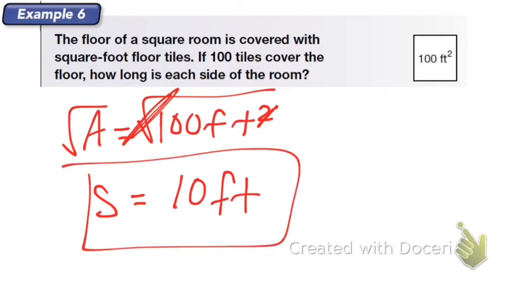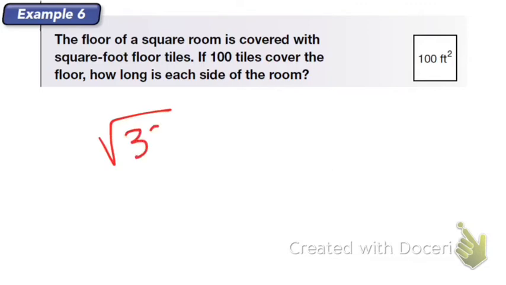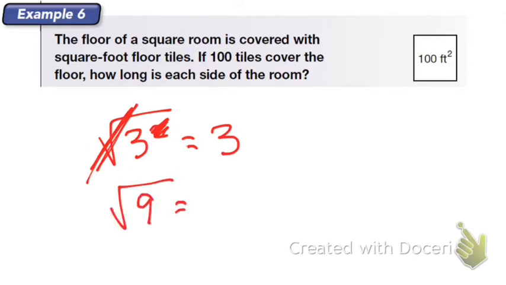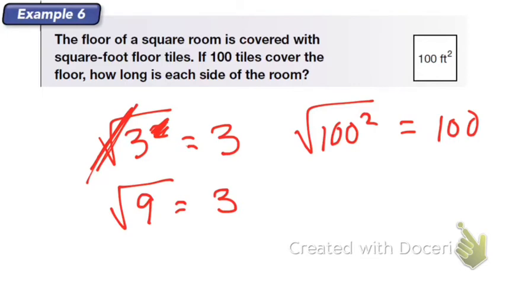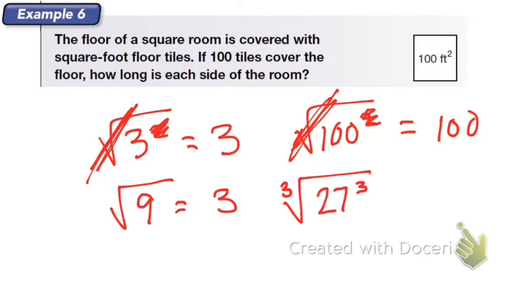Okay, so whenever we have something like the square root of 3 squared, the square root symbol and the exponent cancel out, so that our answer would just be 3. And we can think about that because we know that 3 squared is 9, and we know that the square root of 9 is 3. So that's kind of a shortcut. If you see something like this, we know that the answer is just going to be 100, since the square root and the exponent cancel out. Okay, also if we had the cube root of 27 cubed, again, the cube root and the cube would just cancel out.